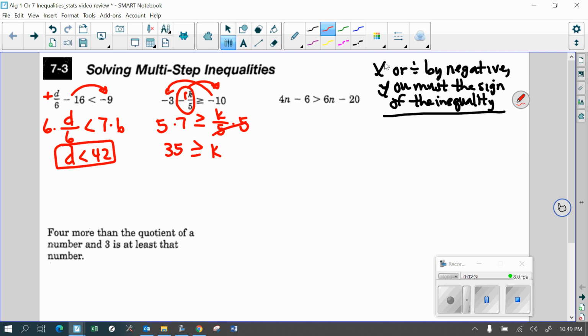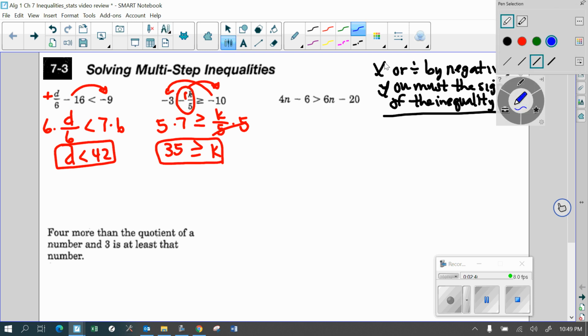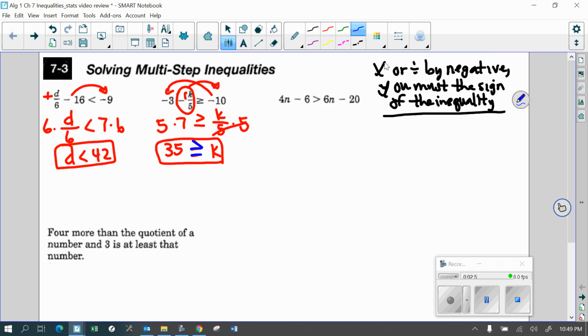By the way, you always start reading with the variable, which will help you in graphing inequalities coming up. It's much easier to understand that. And if you've forgotten your inequalities from middle school, it always points toward the smaller number. So K is smaller than or equal to 35, or you can say K is less than or equal to 35, which is the better way to say it.